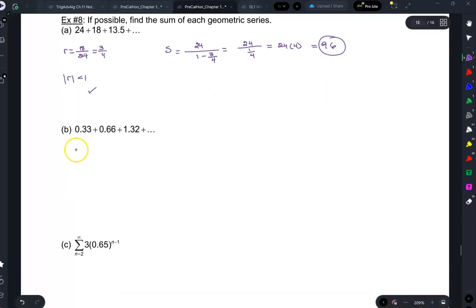Okay, so here, r is 0.66 over 0.33. r is, I could just write it here. It's greater than 1, so you cannot add these.